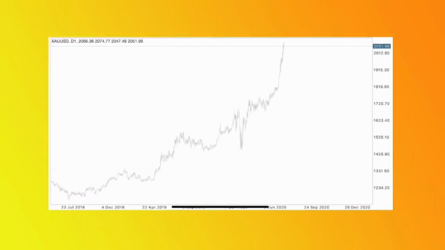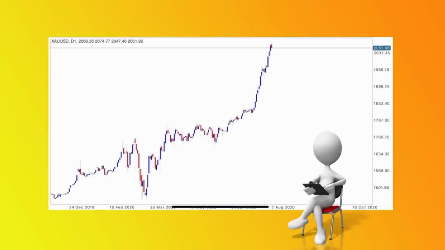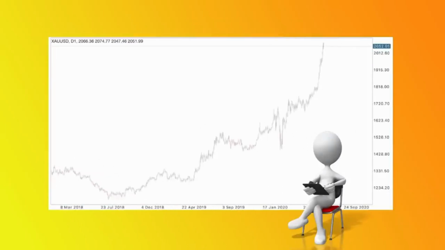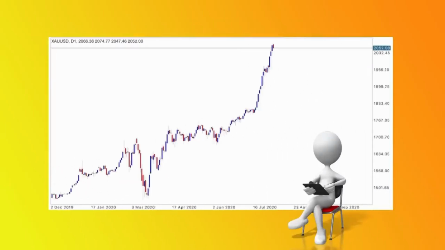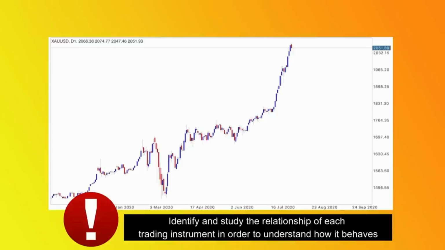This XAUUSD has a very strong buy momentum currently. So if you're looking at this 2 years from now, you must look at what the market is doing. You can see that from now, the market has been buying for a long time and we need to make sure we don't go against the trend. We need to make sure we are holding buys and not sells because we don't want to go against the market. So the first thing that we need to do is identify the relationship of that specific trading instrument.